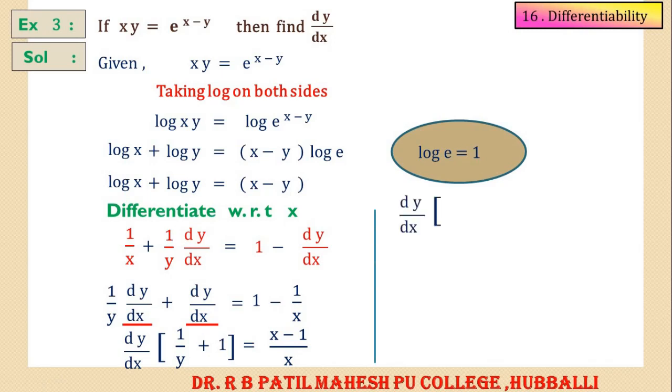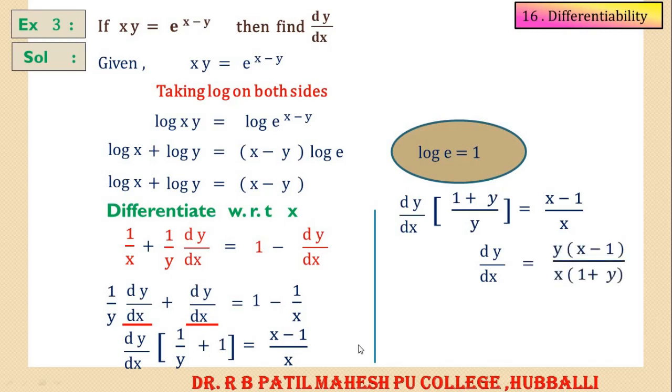Or here, first you simplify, take the LCM. y into 1 is y, and LCM is y, and then 1 remains as it is, so 1 plus y divided by y is equal to x minus 1 divided by x. Therefore dy by dx is y into x minus 1. This denominator goes to the numerator, cross multiply. When you transfer this, cross multiply, y into the numerator x minus 1, and this 1 plus y goes to the denominator, that is x into 1 plus y. So this is the dy by dx function answer.